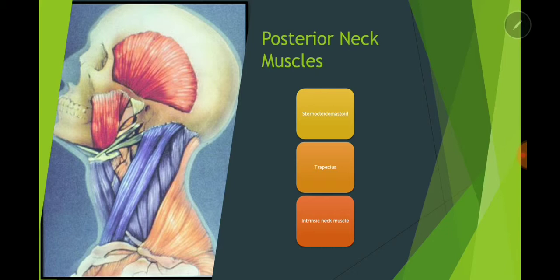And what's the function of the SCM? It helps to rotate the head to the opposite side. So if the left SCM contracts, the head is going to turn to the right side. If the right SCM contracts, the head is going to turn to the left side. If they both contract, then the head is just going to move forward, okay?